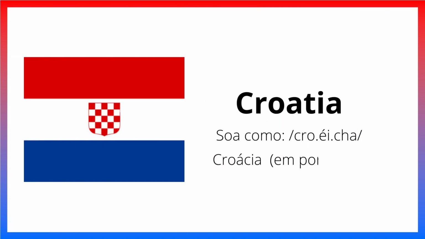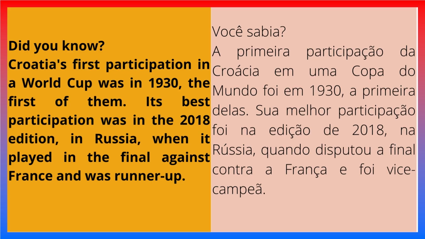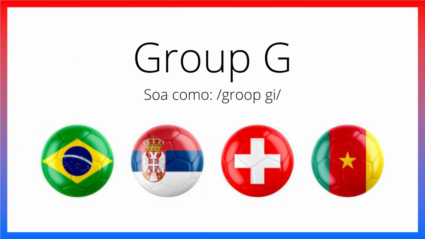Croatia. Did you know? Croatia's first participation in a World Cup was in 1930, the first of them. Its best participation was in the 2018 edition in Russia, when it played in the final against France and was runner-up.